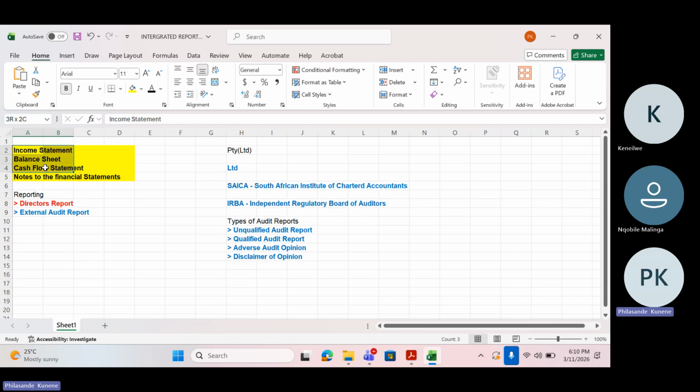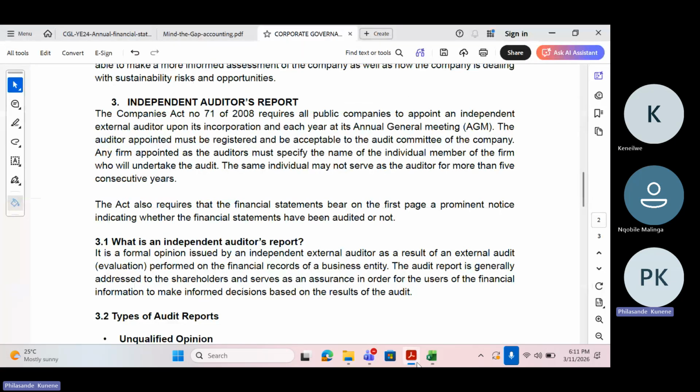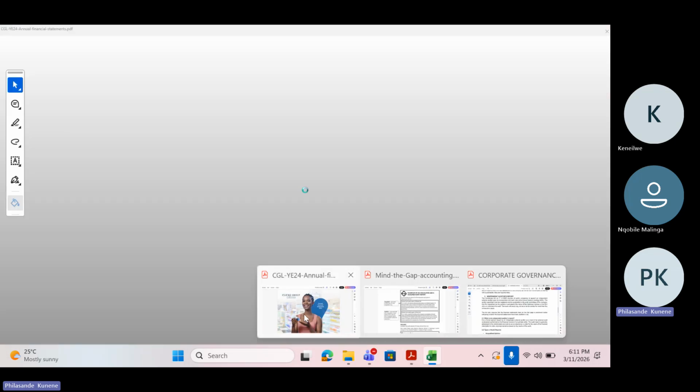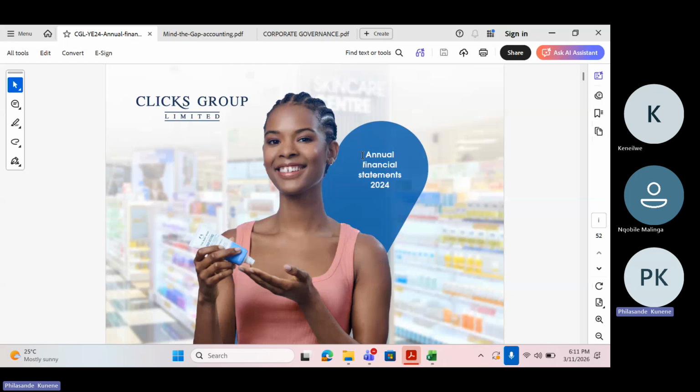All these are the statements that are going to be part of the financial statement. So when we're talking about a set of financial statements, we're talking about a financial statement that includes income statement, it includes balance sheet, and it includes cash flow statement, right? What I wanted you guys to take note of is that having these statements separately in a set of financial statements, I did say that before. When we talk about a set of financial statements here, I have the annual financial statements of Clicks Group, right?